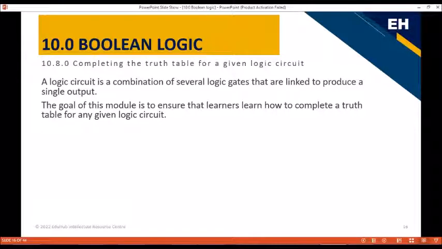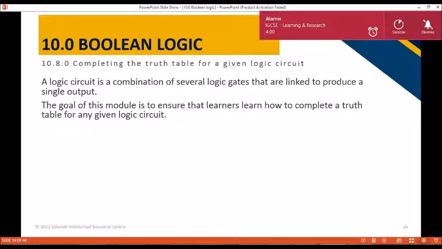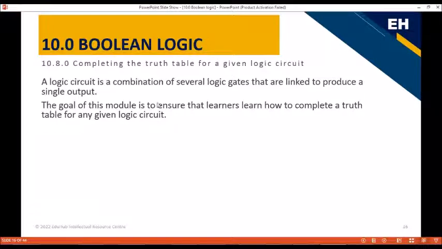Now the next module of this lesson shall be completing the truth table for a given logic circuit. We shall be learning how to complete a truth table for a given logic circuit.